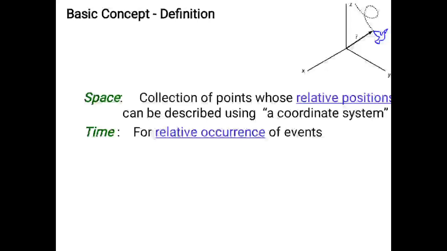Time is for the relative occurrence of events. When many events are occurring, we can mention the relative time related to the starting point and ending point, and the difference between them is the duration.